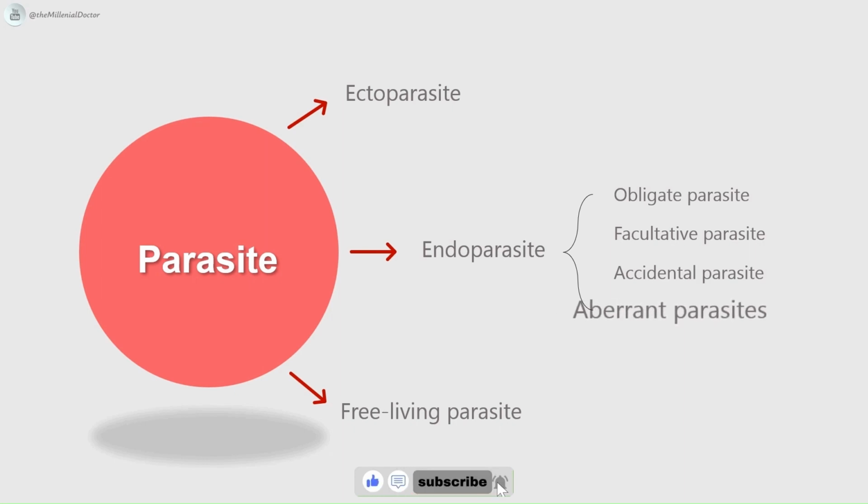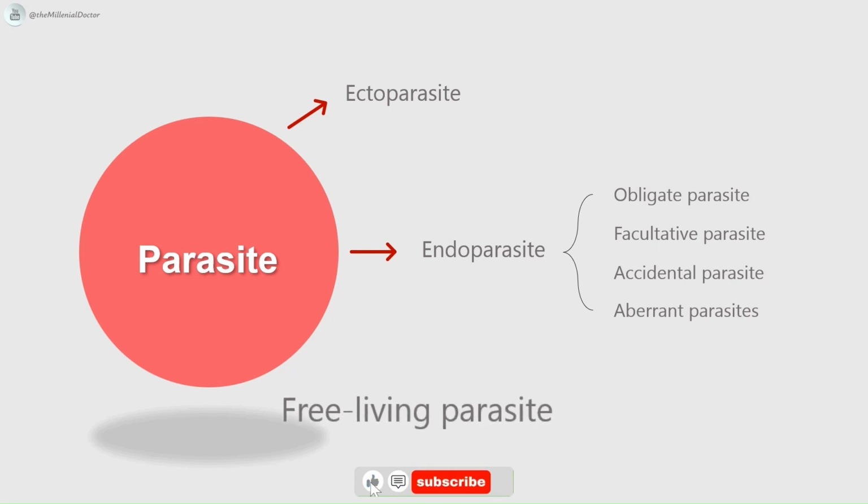Next, the aberrant parasites. Parasites which infect a host where they cannot develop further are known as aberrant or wandering parasites. Example: Toxocara canis, or the dog roundworm which infects humans. And lastly, we have the free-living parasite. It refers to non-parasitic stages of active existence which live independent of the host. Example: the cystic stage of Naegleria fowleri.